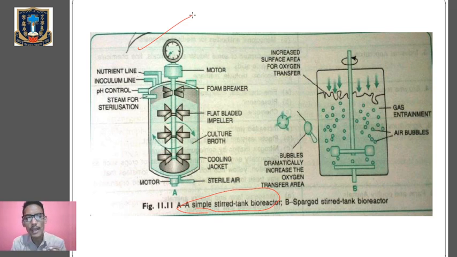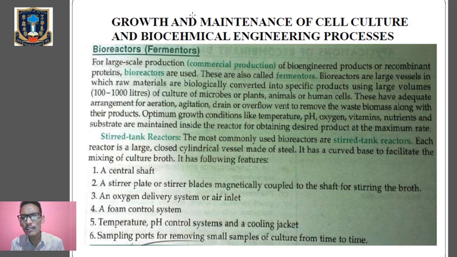So what is a bioreactor? Bioreactors are large vessels in which raw materials are biologically converted into a specific product using large volumes of culture of microbes or plants, animals, or human cells. So bioreactors are mainly used to obtain larger production of the product from recombinant DNA, where we use a larger volume of cultures of microbes, plants, animals, or human cells.